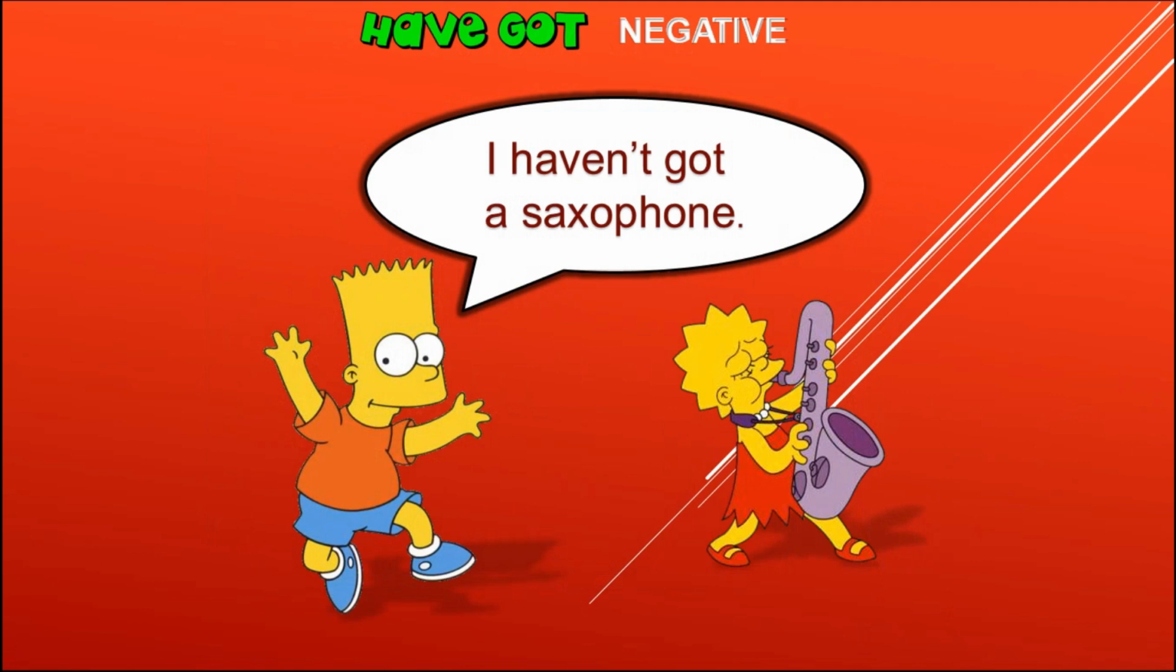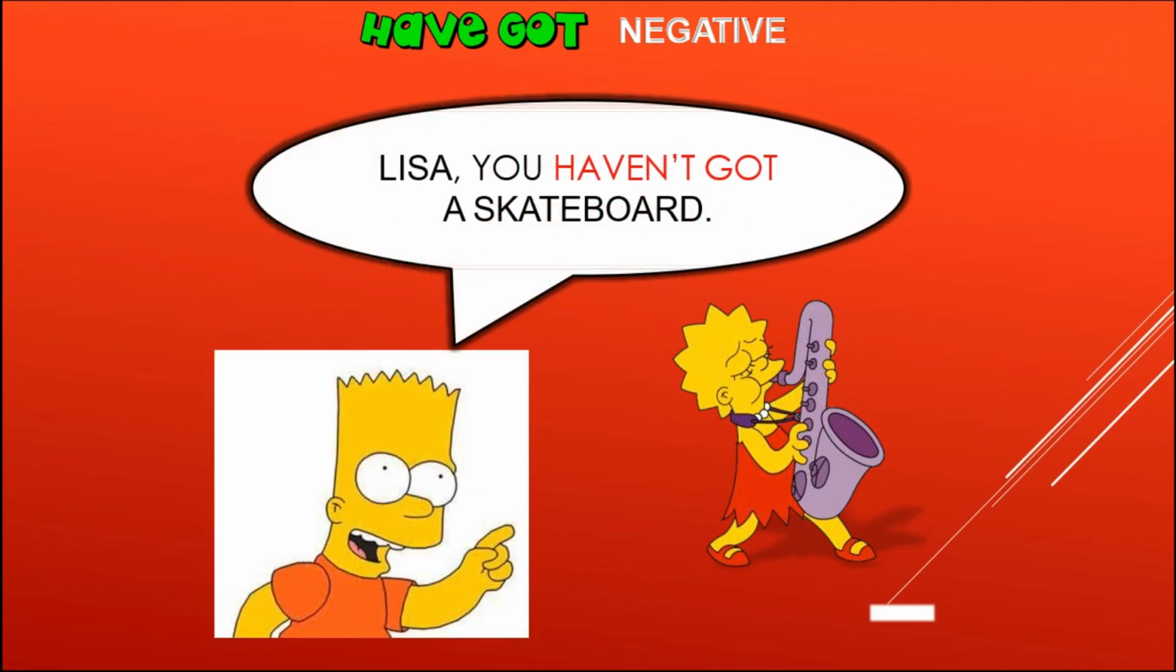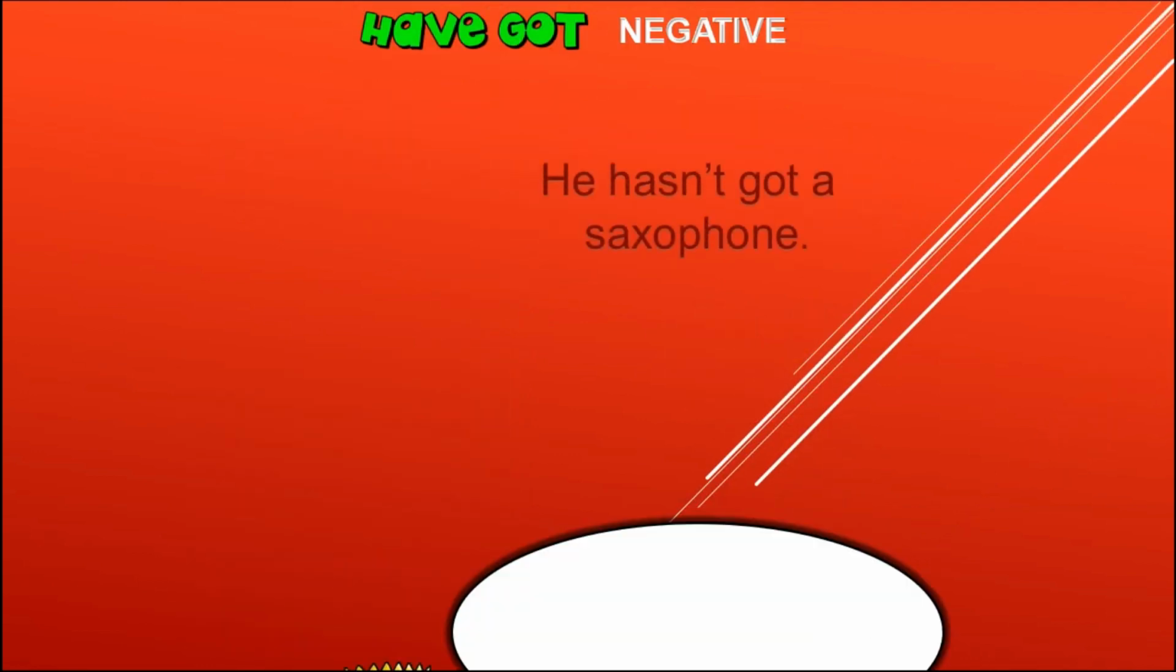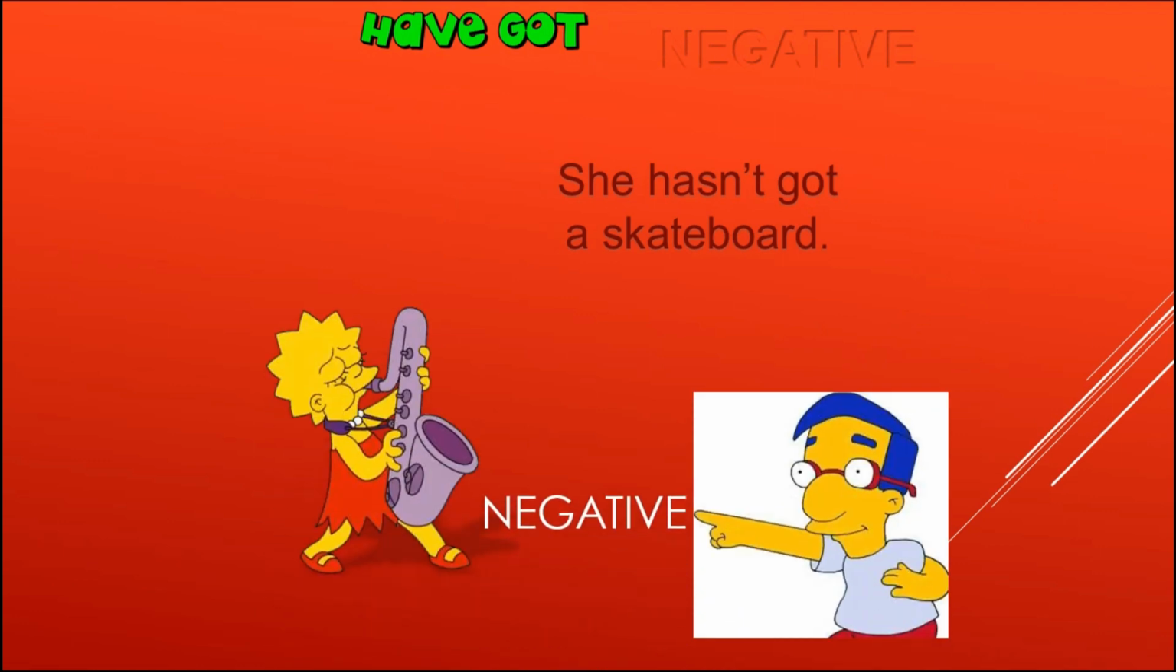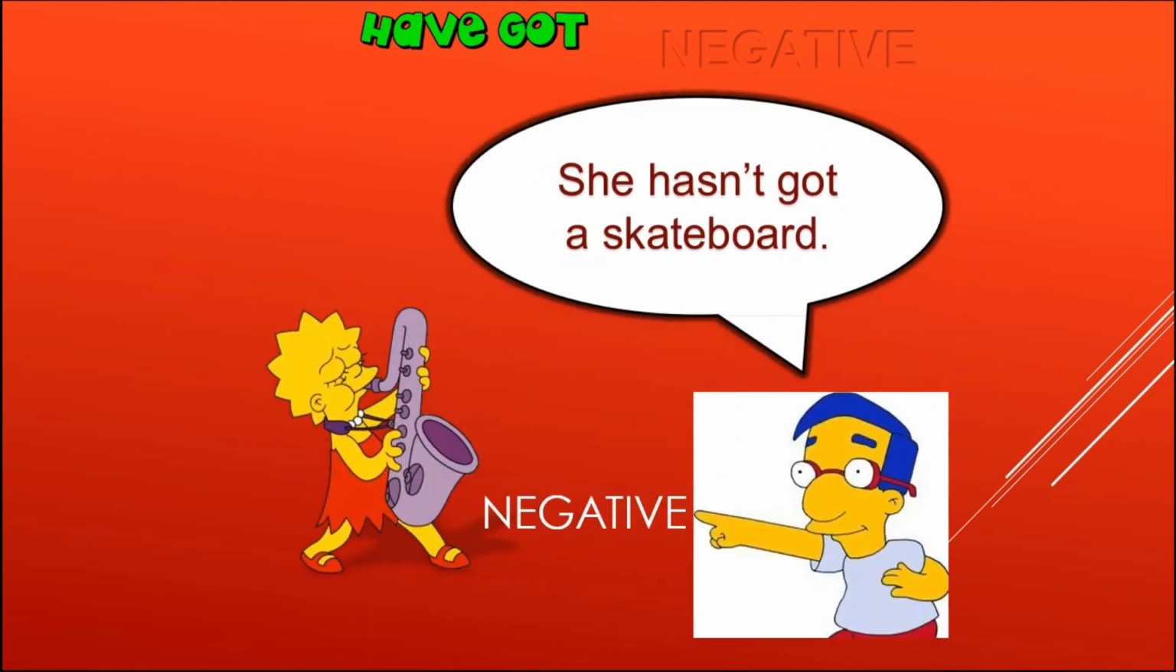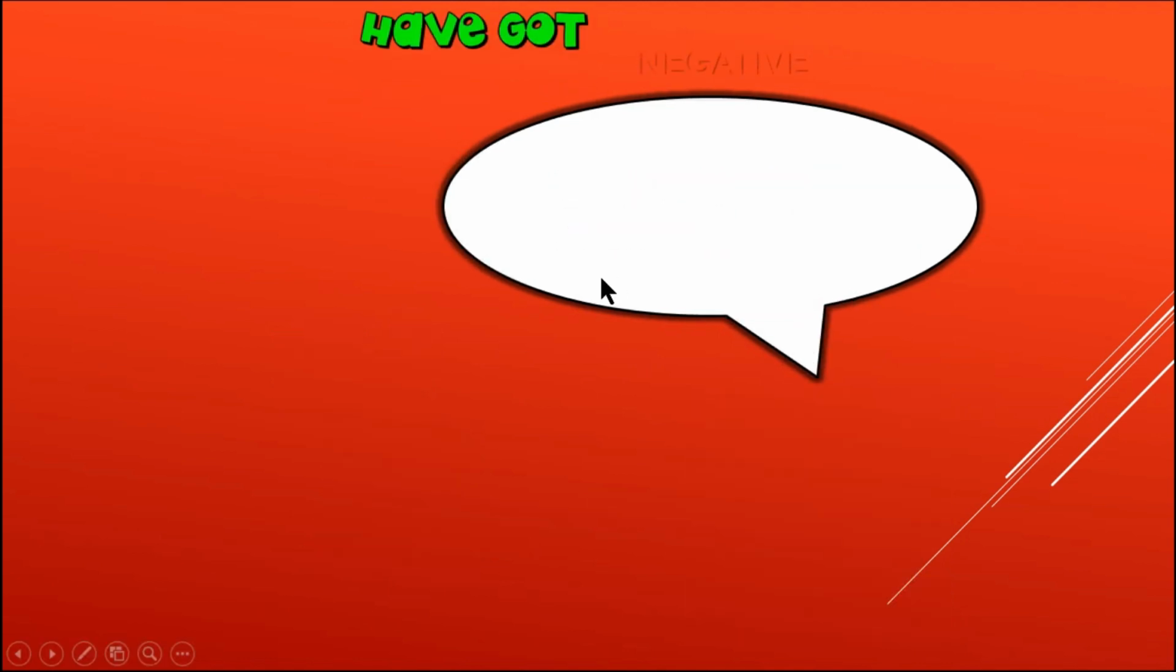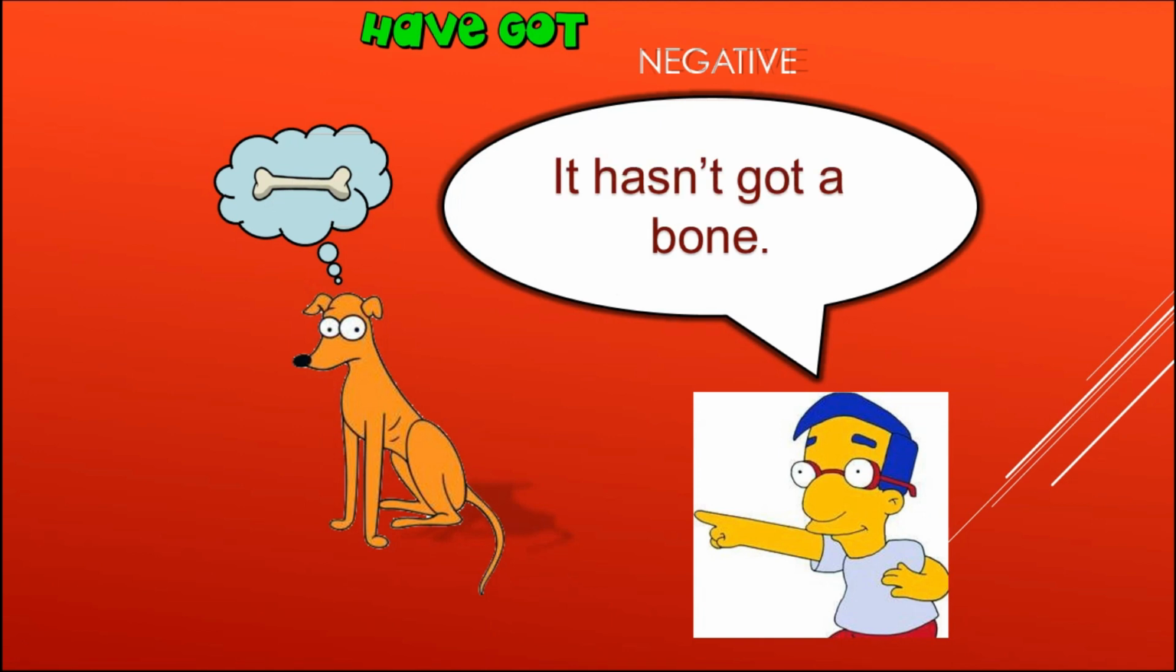And next is negative. I haven't got a saxophone. Lisa, you haven't got a skateboard. He hasn't got a saxophone. She hasn't got a skateboard. So you see, negative hasn't. So has plus the word not, and here we use only the short form to show you guys. She has got a skateboard. It has got a bone. Okay, it hasn't got. Negative.